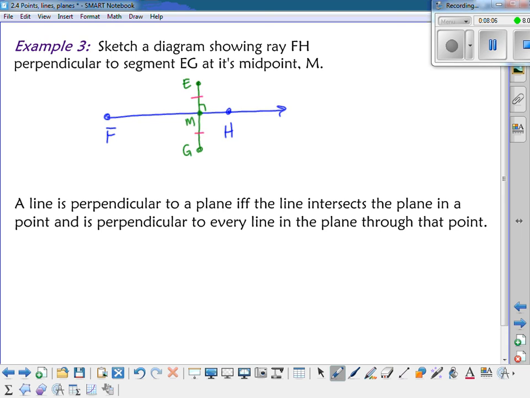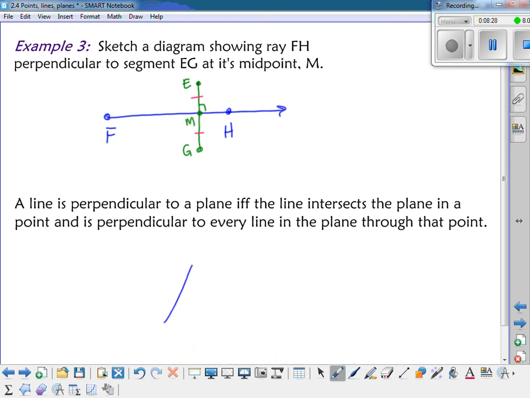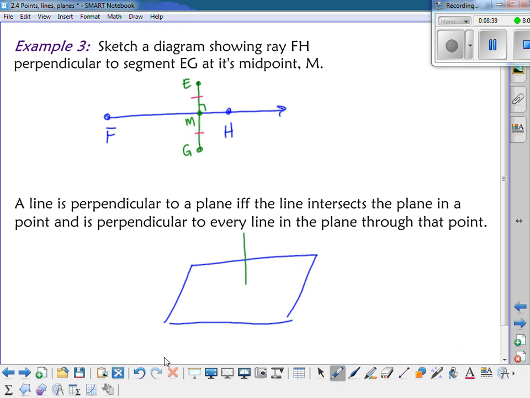Okay, now we have: a line is perpendicular to a plane if and only if the line intersects the plane in a point and is perpendicular to every line in the plane through that point. Okay, so this is another postulate, and we can draw a picture showing that to be true. So first I'm going to draw my plane. And I want a line that's perpendicular to that plane. And remember, we make it dotted when we can't see it anymore as it goes behind the plane, and then it reappears underneath, so it goes back to being solid.